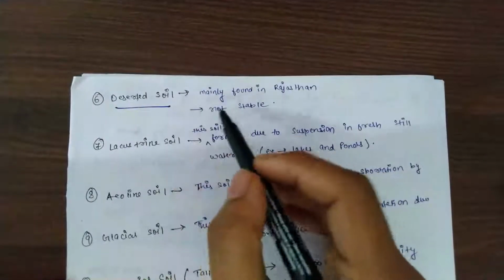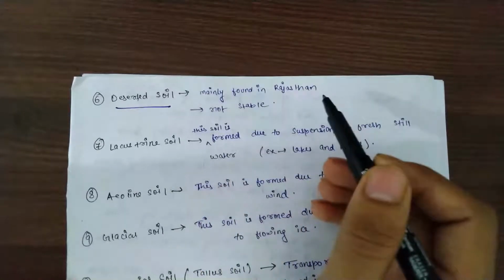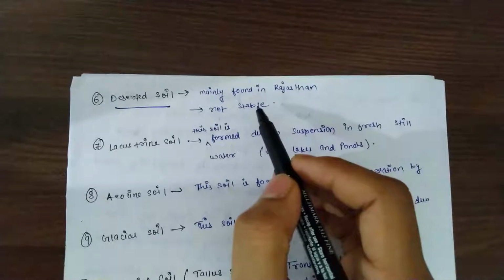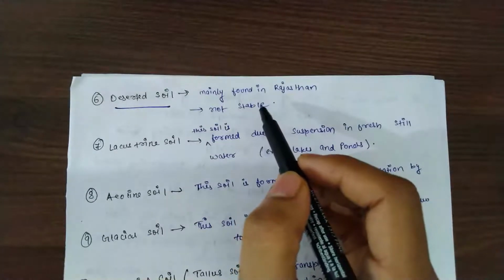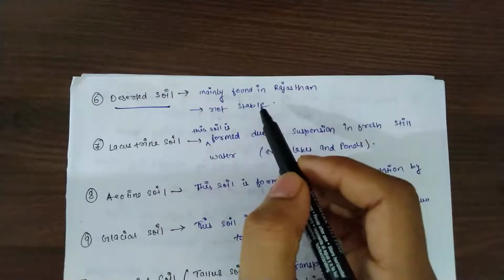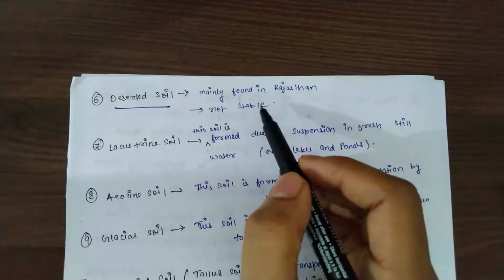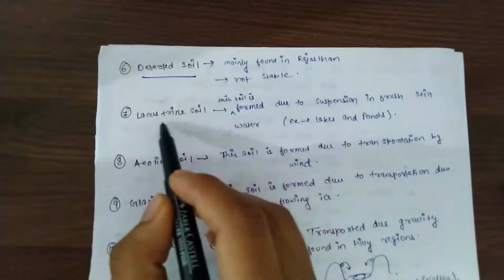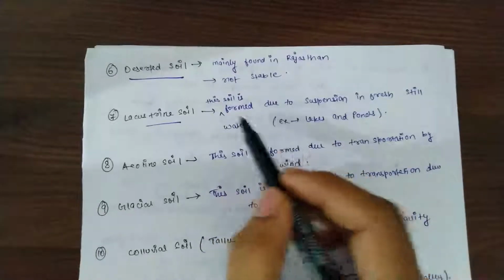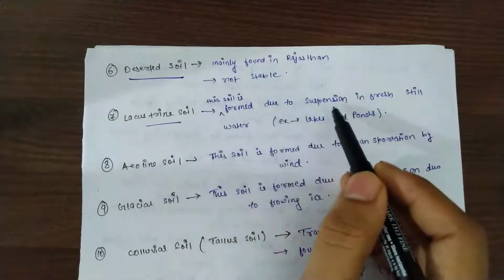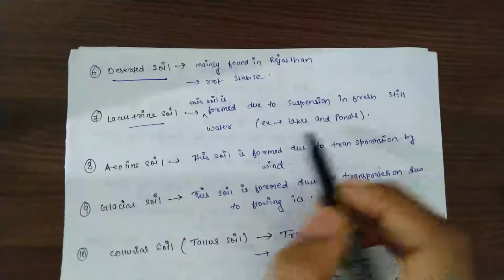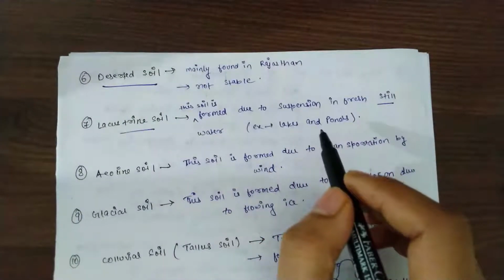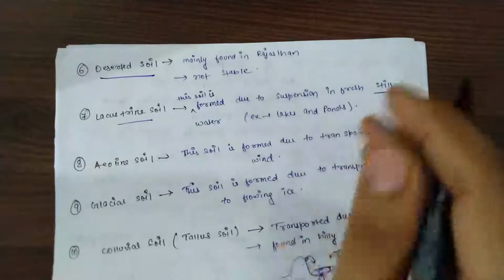As the name suggests, it is mainly found in Rajasthan, and it is not stable. There is a stabilization problem in this soil. We have to add types of chemicals to make it stable and for constructing roads and all in that type of soil. Seventh is lacustrine soil. This type of soil is formed due to suspension in fresh, still water. Examples are lakes and ponds where the water is not flowing.